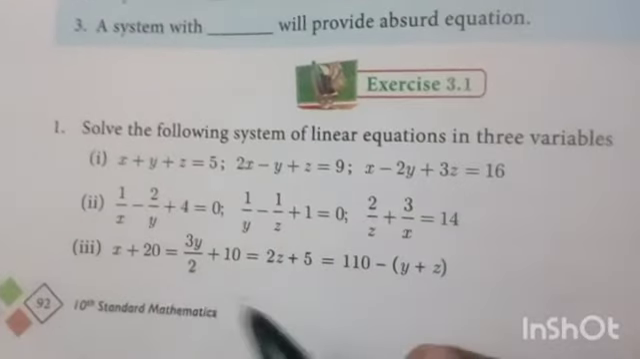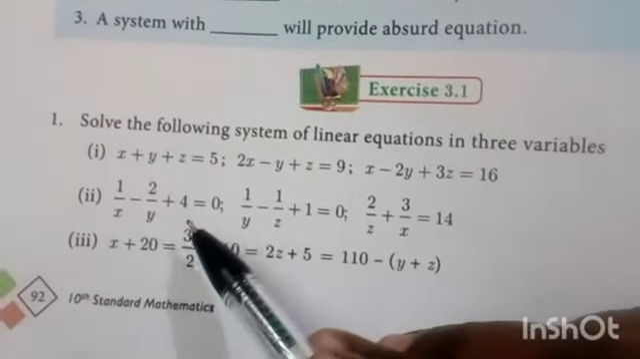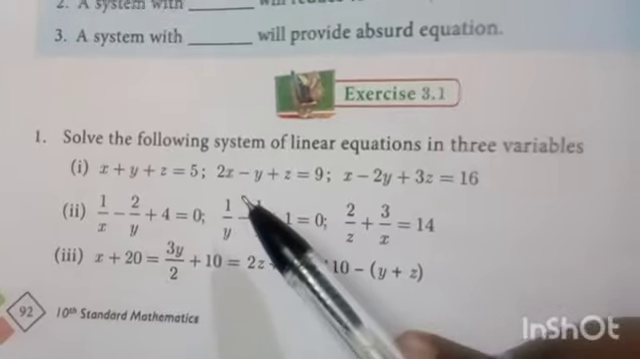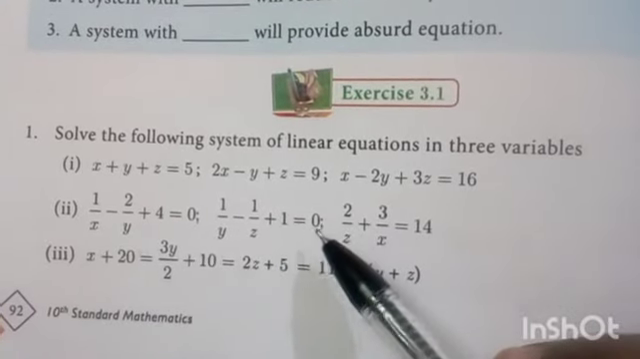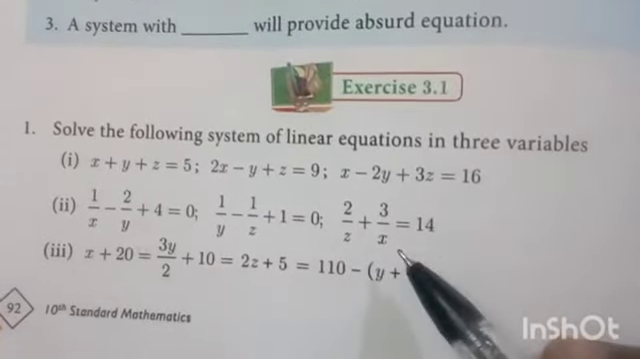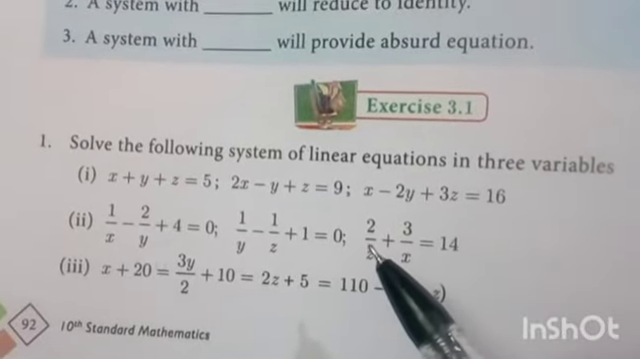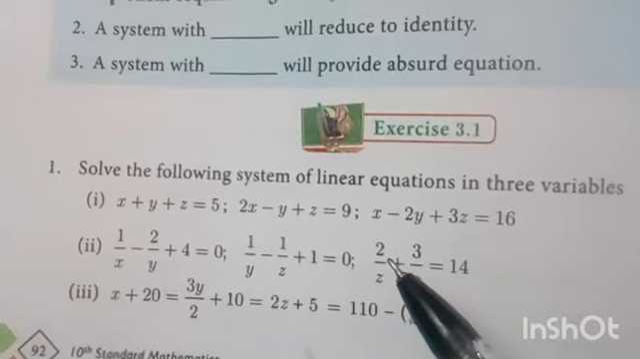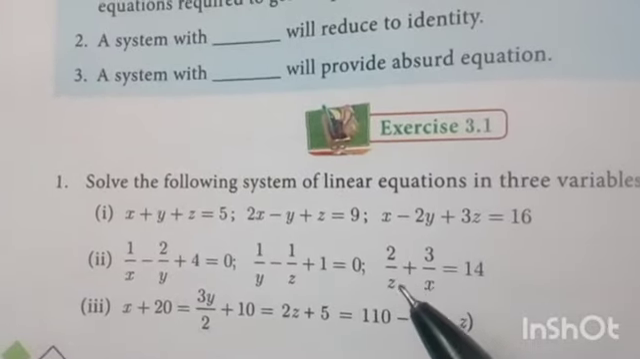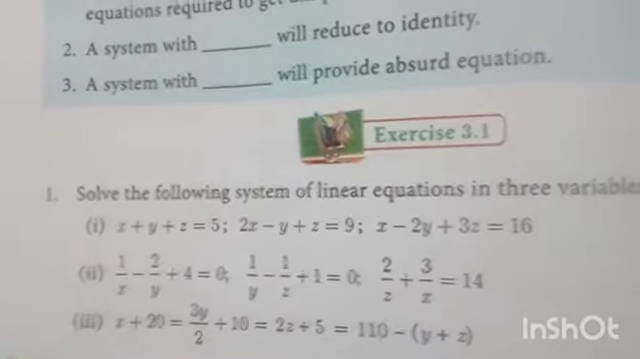Second question: 1 by x minus 2 by y plus 4 equal to 0, 1 by y minus 1 by z plus 1 equal to 0, 2 by z plus 3 by x is equal to 14. Since it is in fraction form, first we have to make it the standard linear equation form, then we have to solve like the first problem.